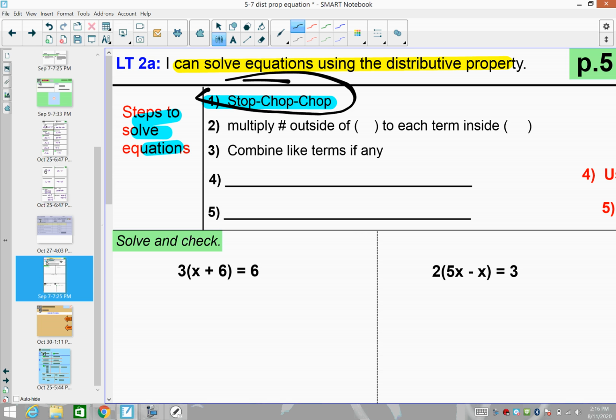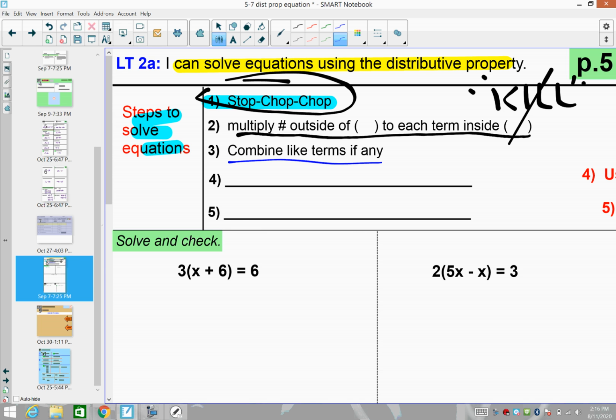So what we're going to do in the distributive property, as you know, is multiply the number on the outside of the parentheses to each number on the inside of the parentheses. So essentially, we're going to kill that parenthesis, for lack of a better term. We will combine like terms, if any. So if we have any variable parts that are the same, we can combine like terms.